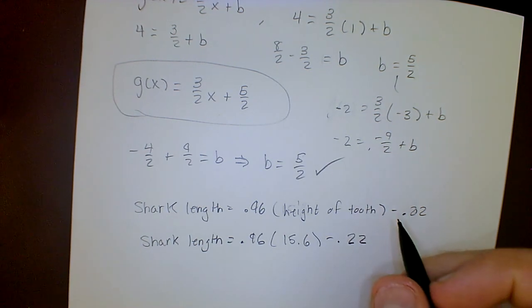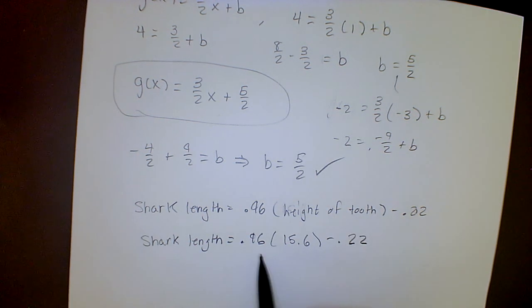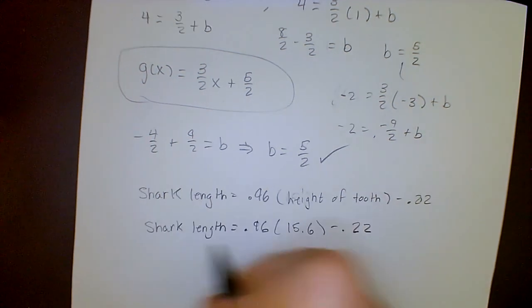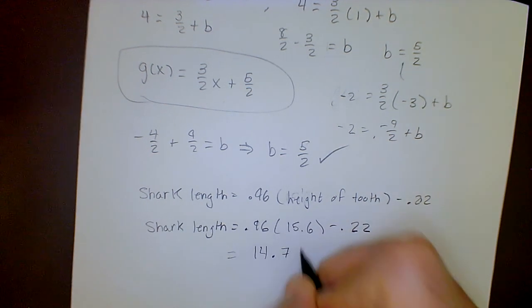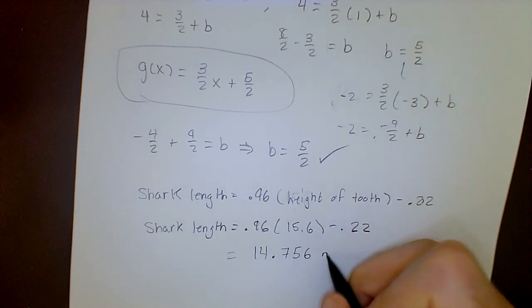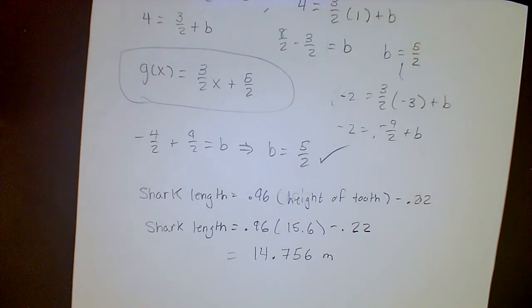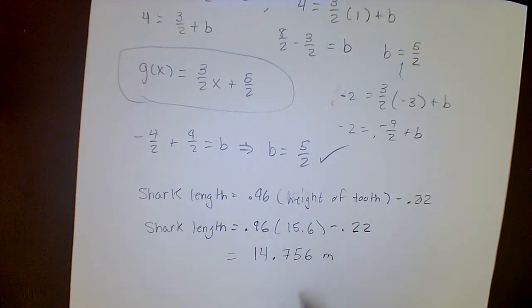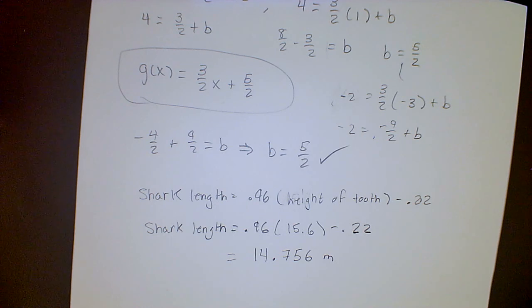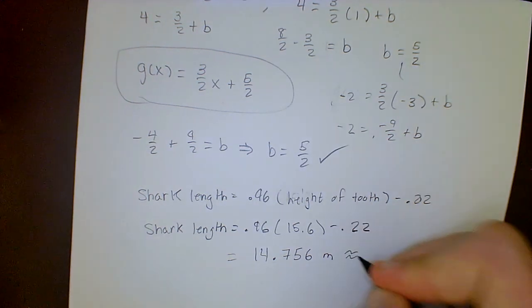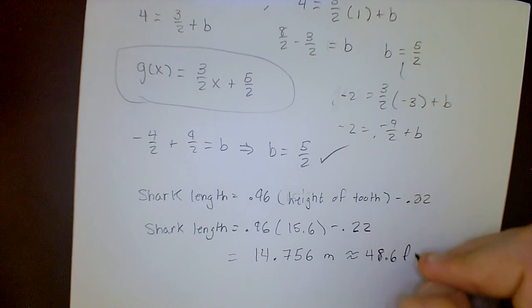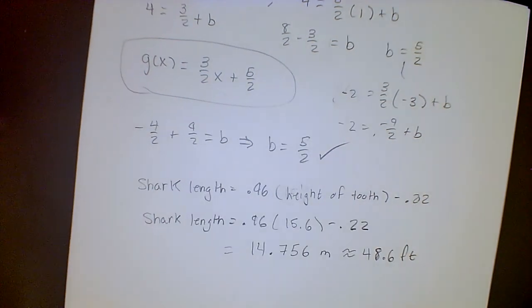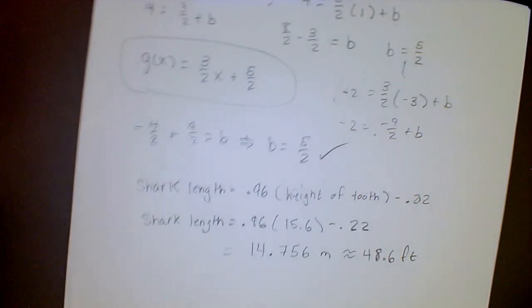Now if you put this into your calculator, you should get that the shark length is equal to 14.756, and that's in meters. They say that the equation works out so that if you input centimeters, you get meters back. So this is roughly 48.6 feet. It's a pretty large shark. So that's an application of a linear equation.